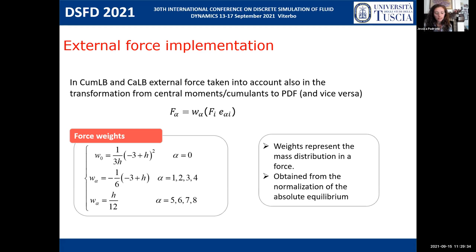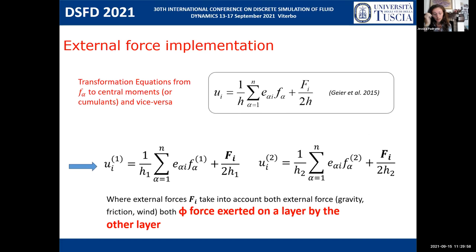In our model, the presence of external force has been taken into account in the streaming step and also in the transformation from central moments. The transformation of central moments and the external force depend on the weight, which defines how the force is distributed over the distribution. The macroscopic variables are transformed in this way, where this term takes into account both external forces, for example gravity, friction, and wind, and phi, the force exerted on a layer by the other layer, which represents the interaction between layers.